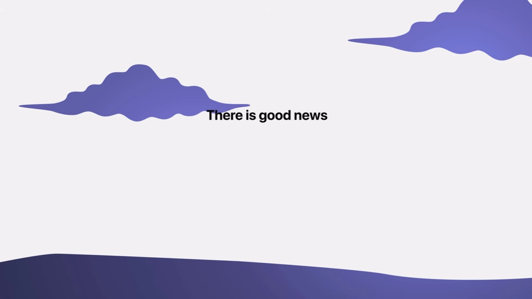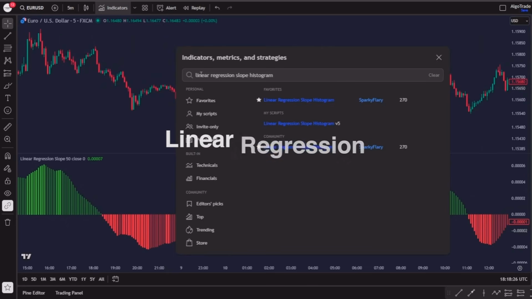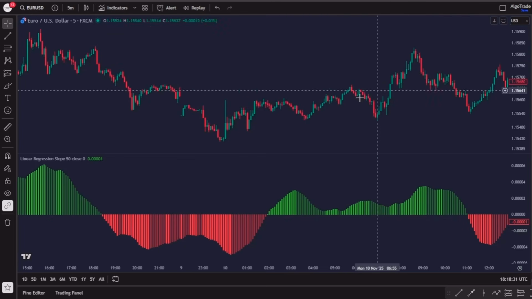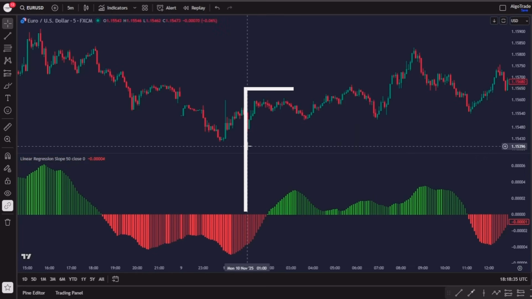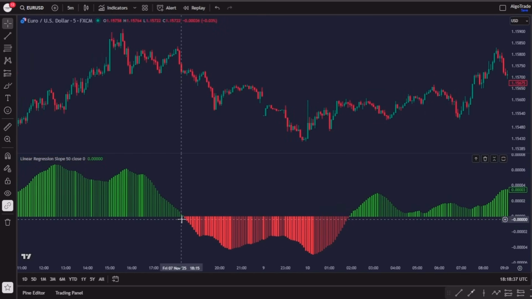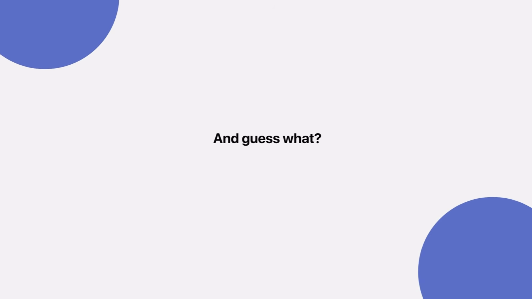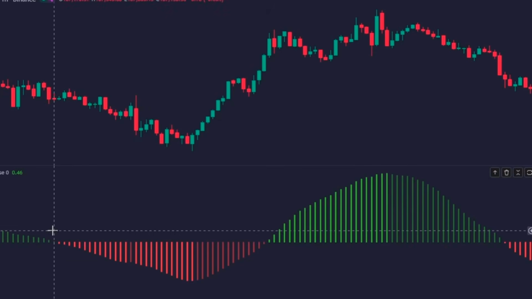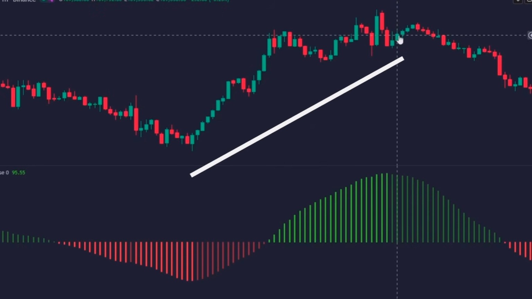However, there is good news. There is another indicator I've been testing behind the scenes, the Linear Regression Slope Histogram, this one here. It works on a very similar logic, but instead of signaling reversals based on breakouts, it analyzes momentum shifts and slope direction. And guess what? The results are much more promising. And so, in the next episode, I will break it all down and show whether this lesser known tool is actually a better way to catch reversals.